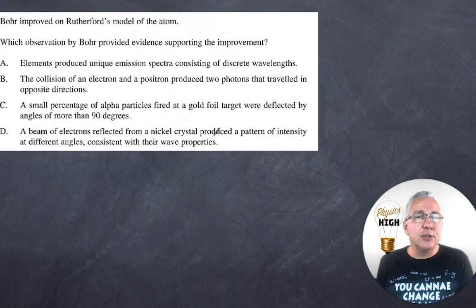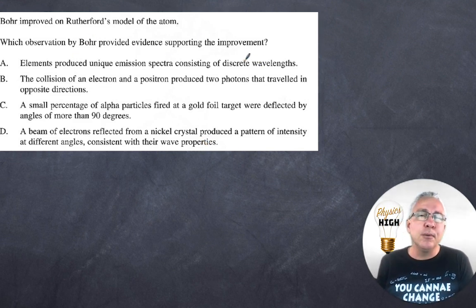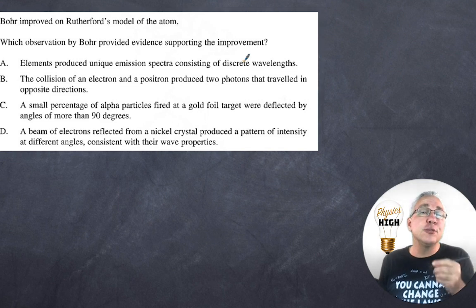Number 9 sticks to Module 8. Again, Bohr improved on Rutherford's model of the atom. Which observation by Bohr produced evidence supporting the improvement? Well, Bohr was concerned by the fact that Rutherford's model, the planetary model, where the electron spins around a nucleus, should be radiating energy according to Maxwell's laws. Now, that means it should spiral in.